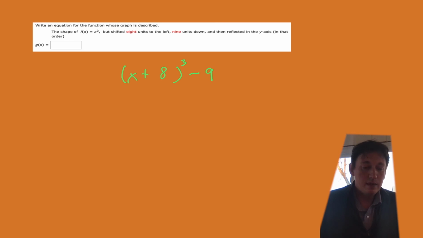And then it's reflected in the y-axis. And reflection in the y-axis means that there's a negative inside here. The reflection over the y-axis is on the inside. The reflection over the x-axis is on the outside, then negative. So that's what we have here.